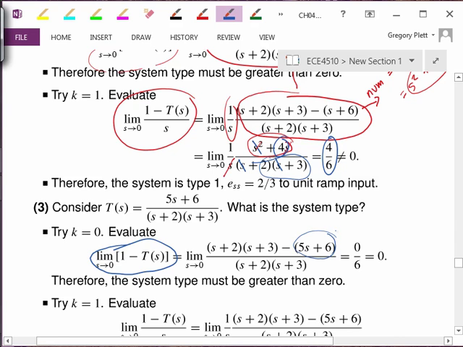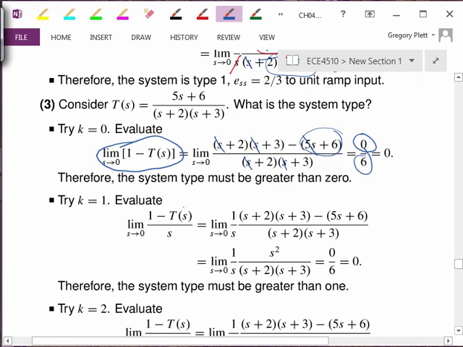And here, as s goes to 0, that's 0, 0, 0, and 0, 0. My numerator is 2 times 3, which is 6, minus 6, which is 0. Denominator is 2 times 3, which is 6. So I end up with a 0 result. I have a system type that must be greater than 0. So try k equals 1.